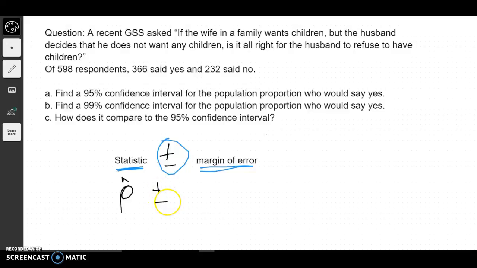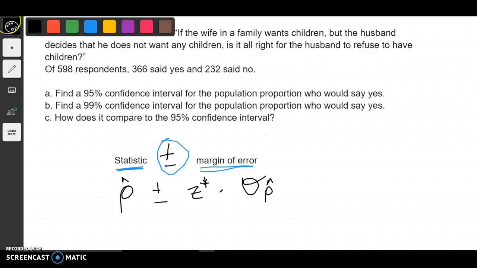Then we're going to take that plus or minus the margin of error, which is made up of your critical value, which we're going to call Z star, times the standard deviation of your sample. So that's what we're going to do today, and that's how we're going to find some of these things out. So first, let's figure out our p hat for our situation.